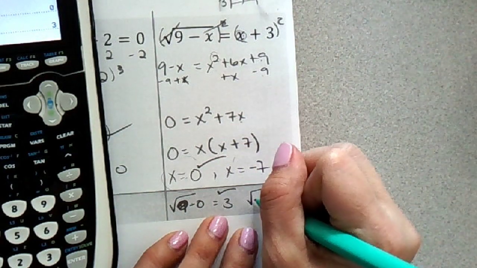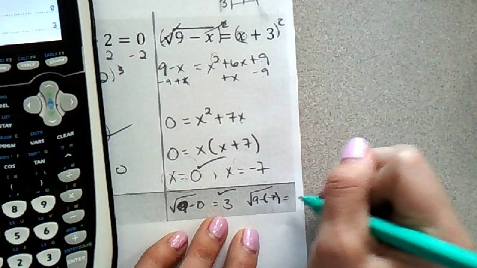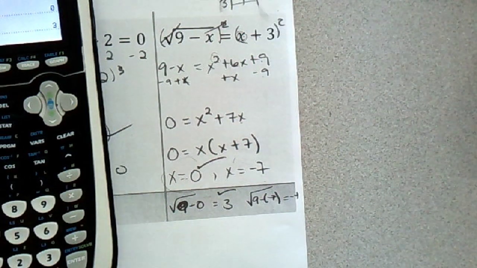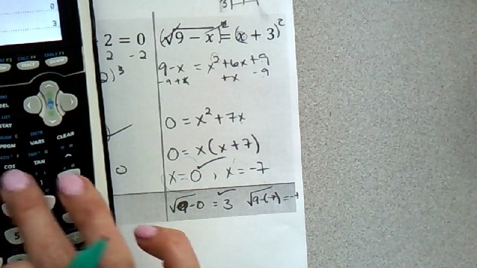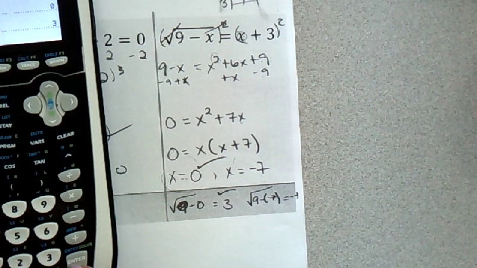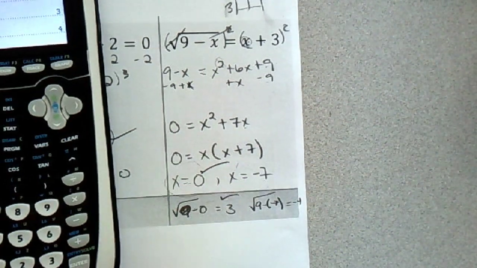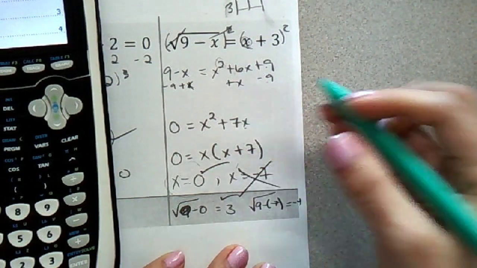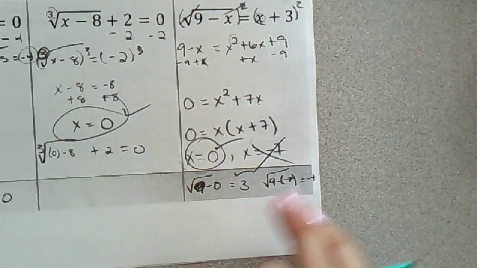And now we need to check the next one, which is negative 7. So the square root of 9 minus negative 7 is going to equal negative 7 plus 3, which is negative 4. I'm going to put the negative 7 in parentheses just to make sure I get it right. And I'm looking for a negative, oh, that's positive 4. Nope, that one does not work. Extraneous, that is the only solution.